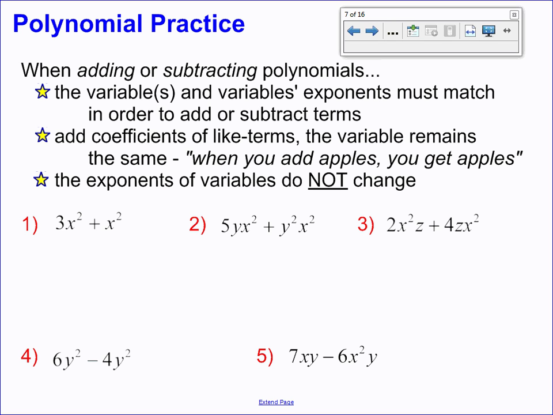So 3x squared plus another x squared. These are like terms because they're both x to the second power, so I can combine them through addition or subtraction, and the result is 4x squared.